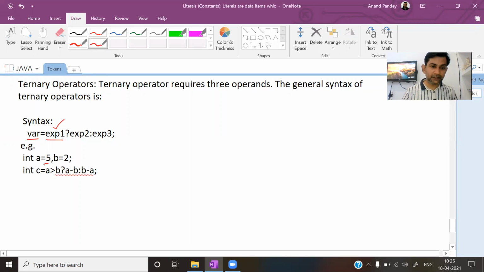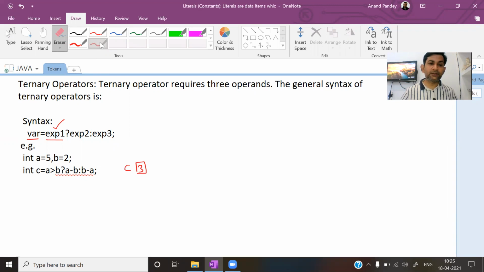So you can see here this condition is true. The value of A is 5, the value of B is 2, so the condition is true. So what will happen? What we have written after the question mark will be evaluated. So 5 minus 2, that will be 3, and that 3 will be stored into variable C. So the value of C will be what? 3. Okay. So this is the example.